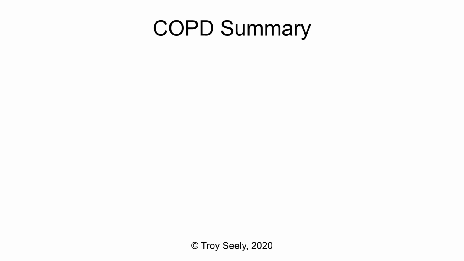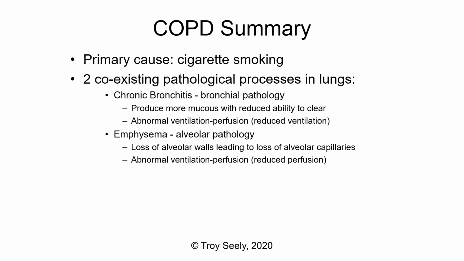So coming to the end of our lecture related to COPD, as a bit of a summary of things, let's again appreciate the primary cause of COPD is cigarette smoking. There are two coexisting pathological processes in the lungs. We learned that chronic bronchitis is a bit more of a bronchial pathology, and it's where we have the production of more mucus with our reduced ability to clear it, and that's going to result in an abnormal ventilation-perfusion ratio where we have reduced ventilation. If the mucus is sufficient enough, it's going to obstruct it completely.